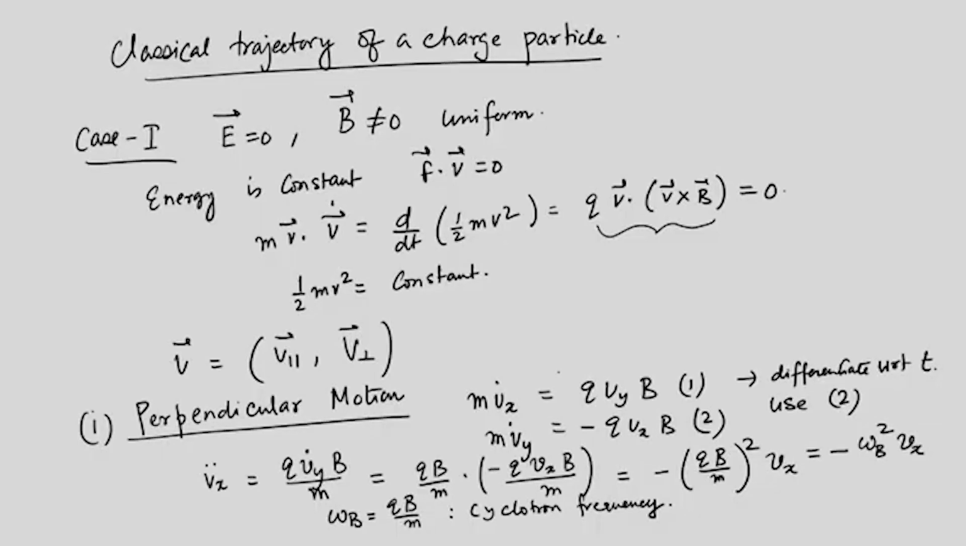And now I did some little manipulation here in order to write this Vx double dot. The end result is that Vx double dot becomes equal to minus omega_b squared Vx, and all of you know that this corresponds to a harmonic motion, where Vx will harmonically depend on time. And so the solution is that Vx is equal to V perpendicular, because we are talking about the perpendicular motion, times cosine of omega_b t.